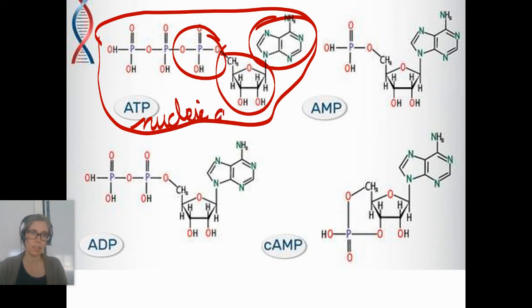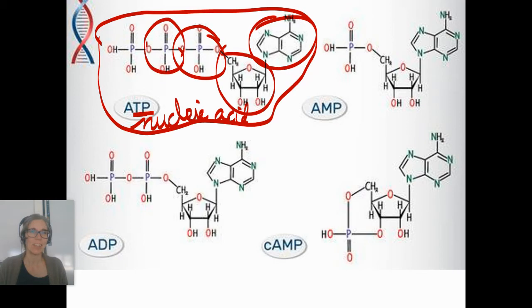nucleic acid. So remember, there are carbohydrates, lipids, proteins, nucleic acids. If this is a nucleic acid, then it's not a protein. So that means something made from this would be a second messenger, a not protein, right? It's a nucleic acid, not a protein. So anyway, this is ATP. The TP is the triphosphate.